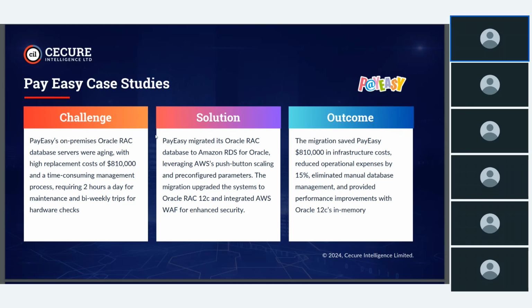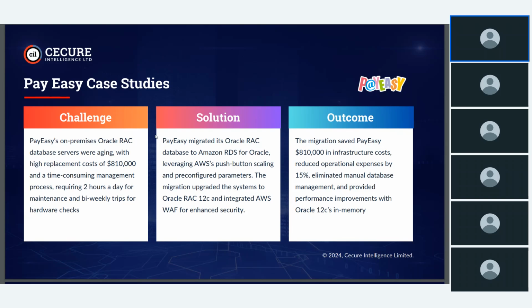But they decided to go with RDS for Oracle because, as we all know, it is a managed service. It takes care of and automates tasks like patching, backups, and the likes. That way, by migrating to AWS, they were able to save capital expense of $810,000, and they were even able to reduce their operational expense by 15%.